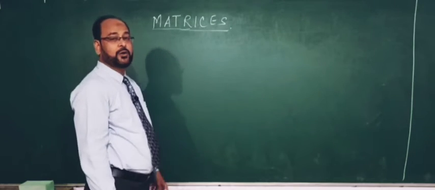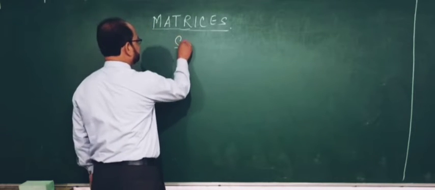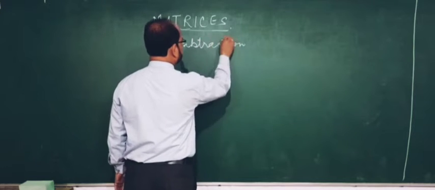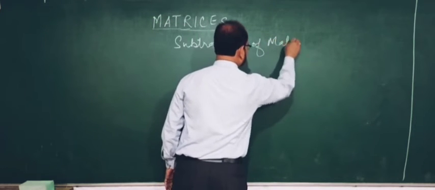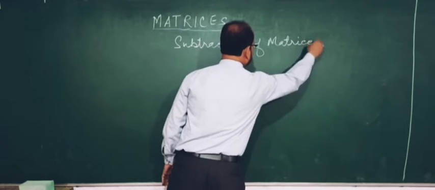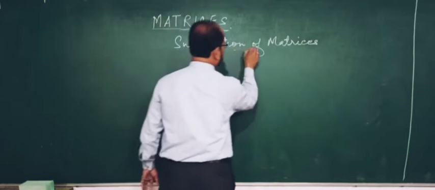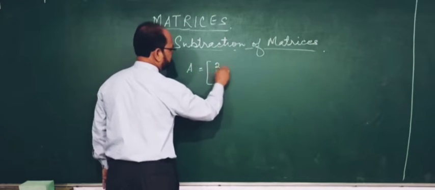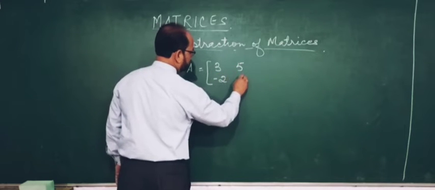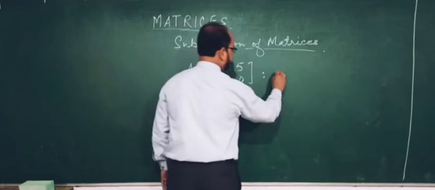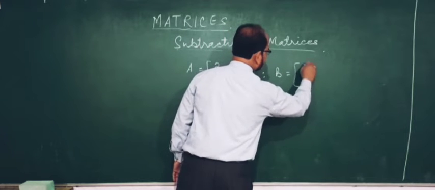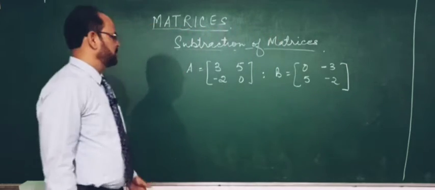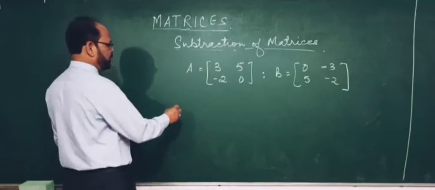Okay, now see how to subtract two matrices. All right, this is the example which I am taking, negative 2 and 0, and B is 0, negative 3, 5 and negative 2. These two are the given matrices.